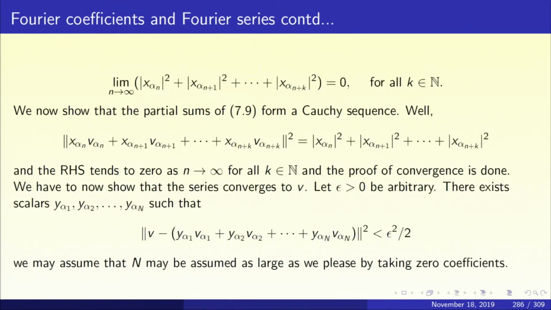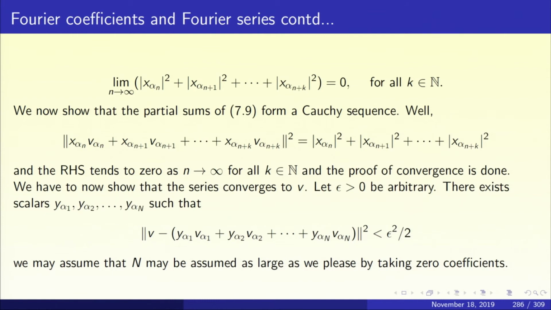All right. So, let us show it is Cauchy. Let us take the norm squared of x alpha n v alpha n plus x alpha n plus 1 v alpha n plus 1 plus etc. plus x alpha n plus k v alpha n plus k. This norm squared will exactly be mod x alpha n squared plus mod x alpha n plus 1 squared plus etc. plus mod x alpha n plus k squared. And the RHS tends to 0 as we have just seen, in the very top display in the slide, and therefore the partial sums form a Cauchy sequence, and that job is done.